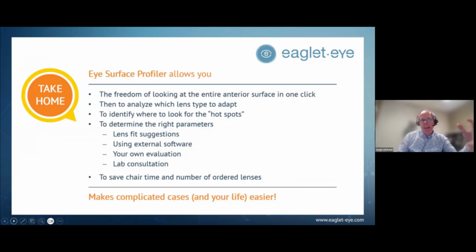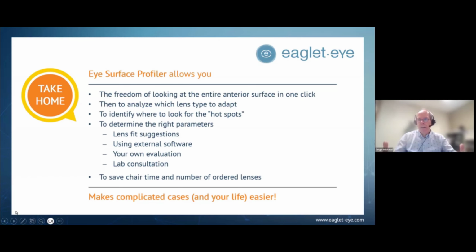So as a take-home message in that case, Eaglet Eye allows us to look at the entire anterior surface in just one click. So it's not multiple scans. We do just one scan, and the quality of the scan is very important. So there's a learning curve there. Obviously, the first scans you'll do will have to be improved, of course, as it is for any other machinery that you have in your office, but very rapidly you will be able to produce very good quality images, and from there translate that into your diagnostic lens trials. And you can even send your maps directly to the lab and with the consultant determine what is the best option for that particular patient.